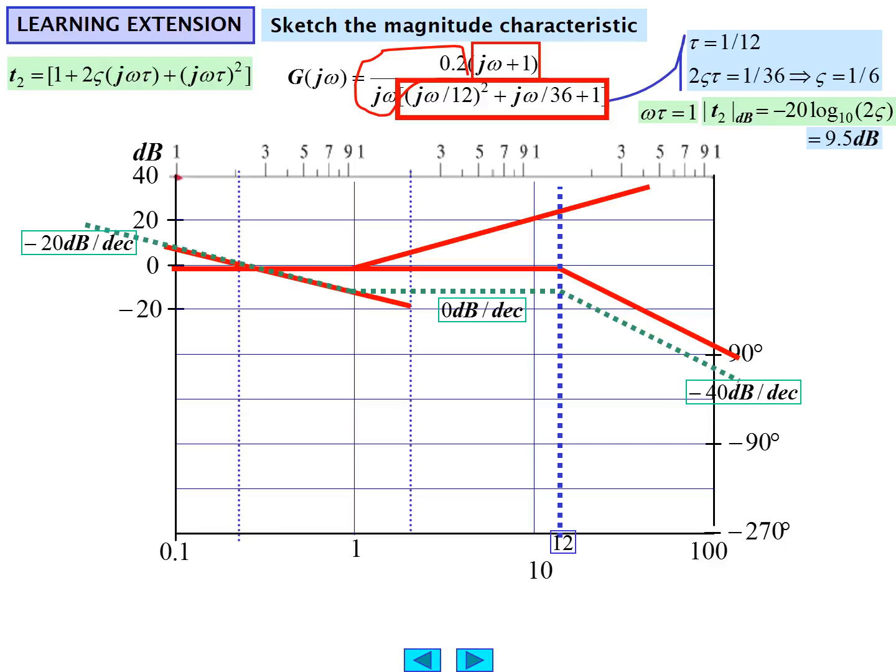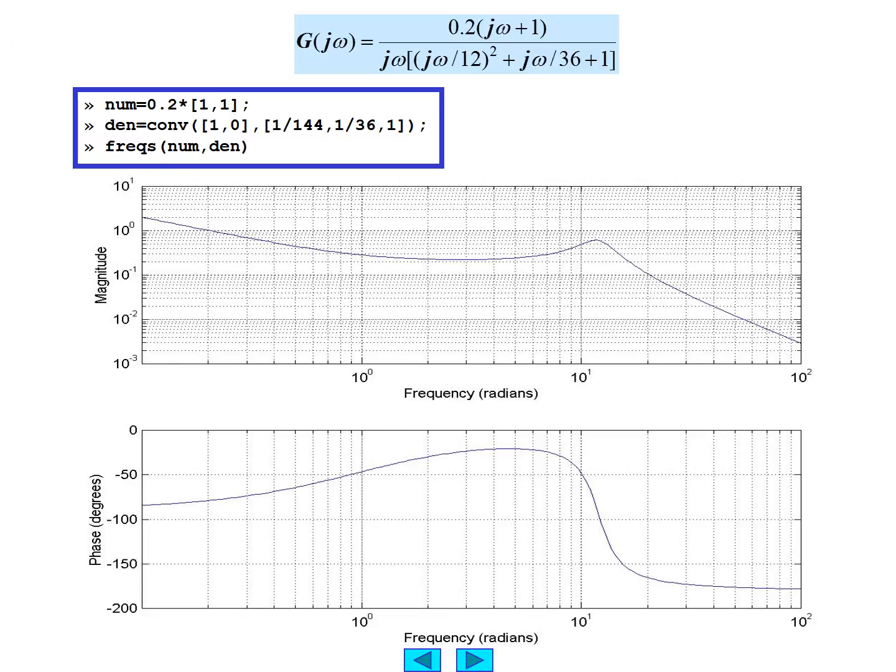As far as the representation is concerned, we know that 12 is a breakpoint, and that gives us the magnitude characteristics. The phase characteristics are much more complicated. We can certainly do it in MATLAB, and here is the MATLAB representation of the frequency response, magnitude, and also the phase.